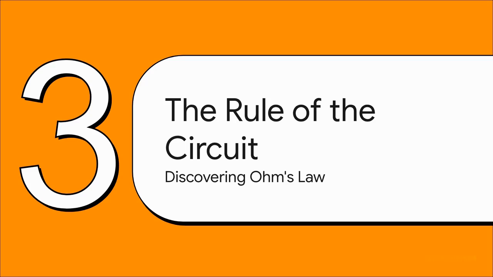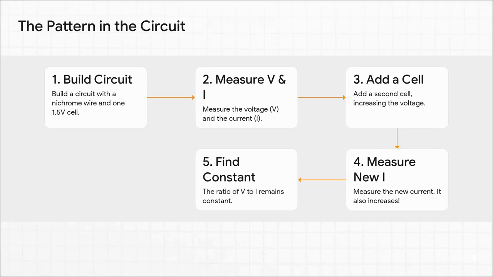Okay, so let's recap. We have the flow, that's current, and we have the push, that's voltage. But how are they connected? Is there a predictable relationship between them? Well, a German physicist named Georg Ohm was really determined to figure that out. So Ohm did this series of really simple but totally brilliant experiments.